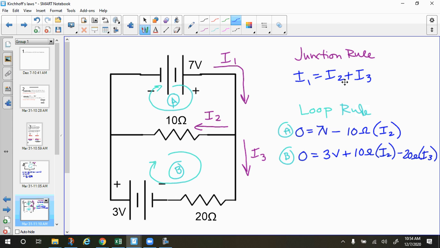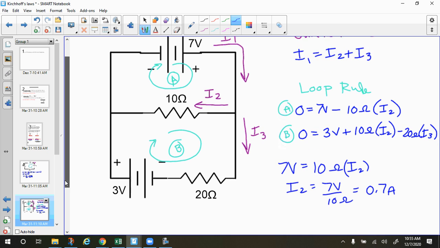We have 3 equations and 3 variables, I1, I2, I3. And we're just gonna solve. So we're gonna start with this one because this is the only one that only has one variable. So we'll start with the equation for loop A. And we know that 7 volts is equal to 10 ohms times I2. So I2 is equal to 7 volts over 10 ohms, which is going to give us 0.7 amps.